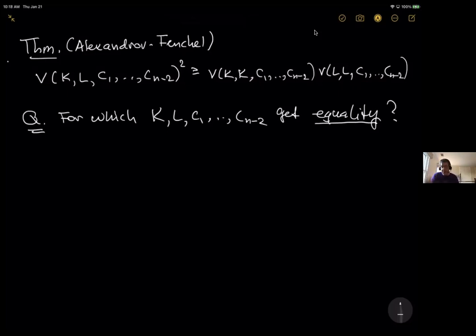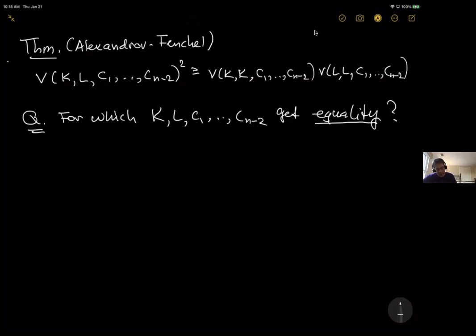In Alexandrov's paper, this question is asked explicitly. Alexandrov writes something like, we don't know, severe difficulties arise in understanding the equality cases of this inequality. In fact, it's not even known in the setting of Minkowski, is what Alexandrov writes in his paper. So these questions have been there from the very beginning.